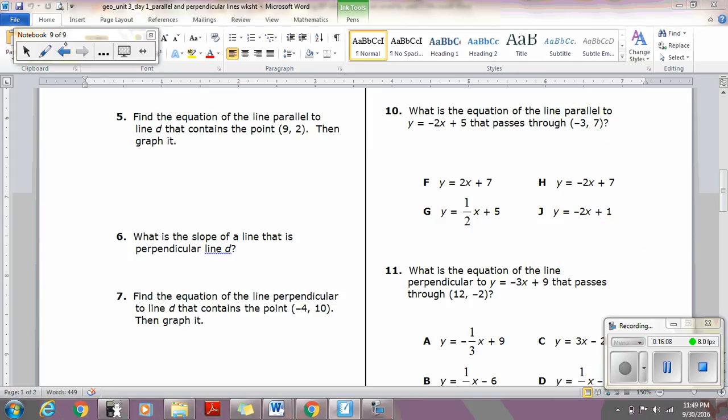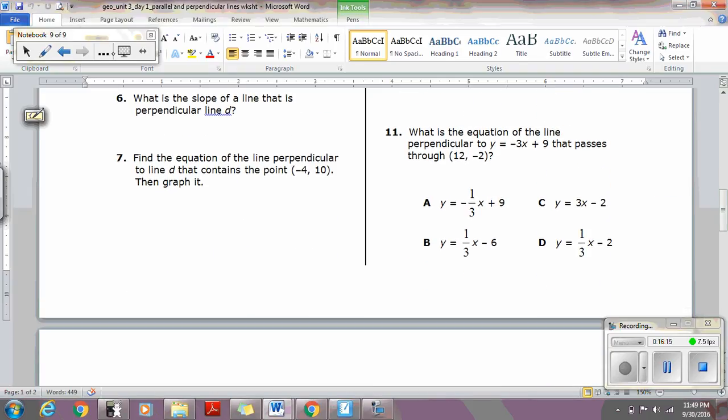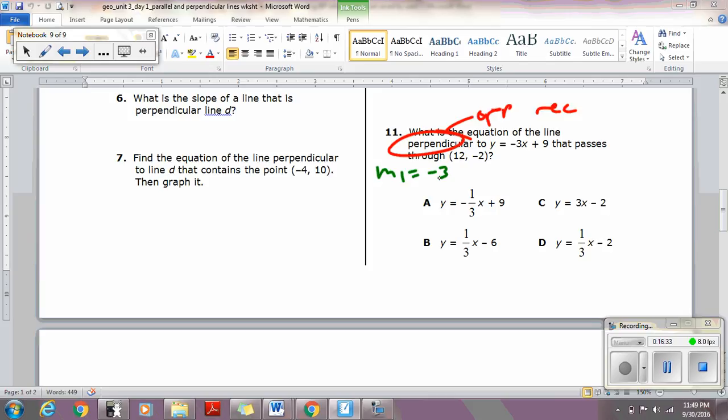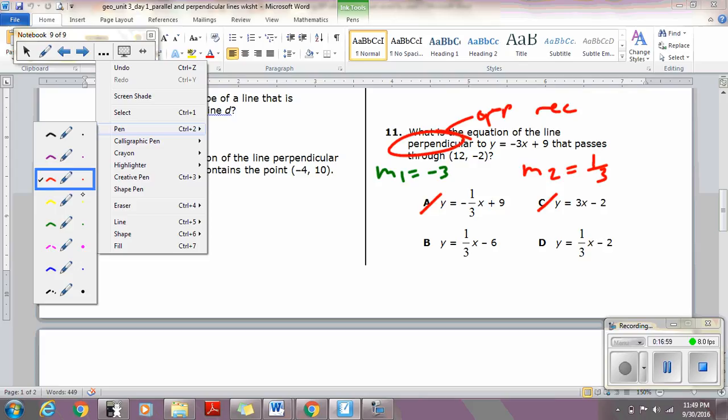So now we're going to use a similar process on number 11. They give us an equation just so that we can identify slope 1. So slope 1 is negative 3. And slope 2 has to be perpendicular. So again, perpendicular means opposite reciprocal. So if it's negative 3, opposite would be positive 3. The reciprocal would be 1 over 3. So m2 would be 1 over 3. So knowing that, I can eliminate choice A and choice C because they don't have the slope we're looking for. And now I'm going to use the point 12, negative 2 as x and y to see which one is correct.